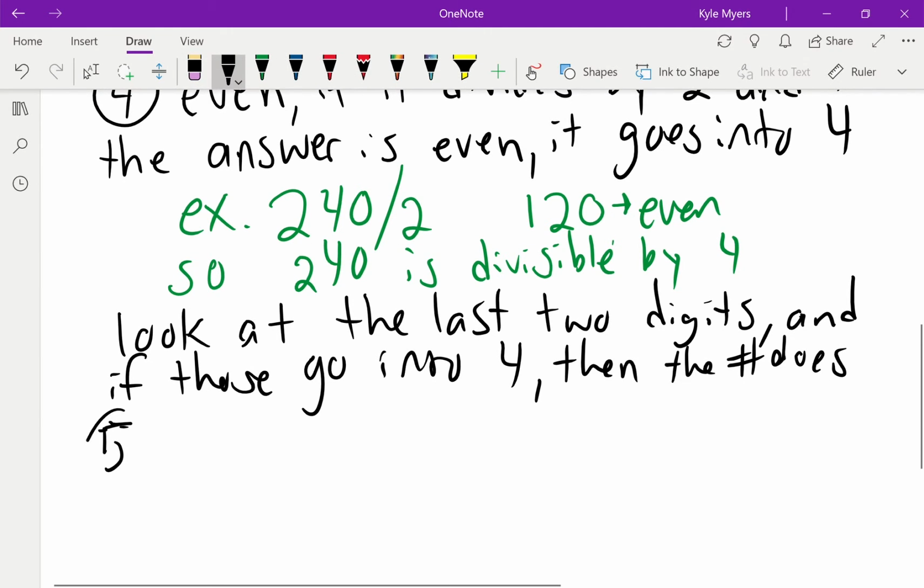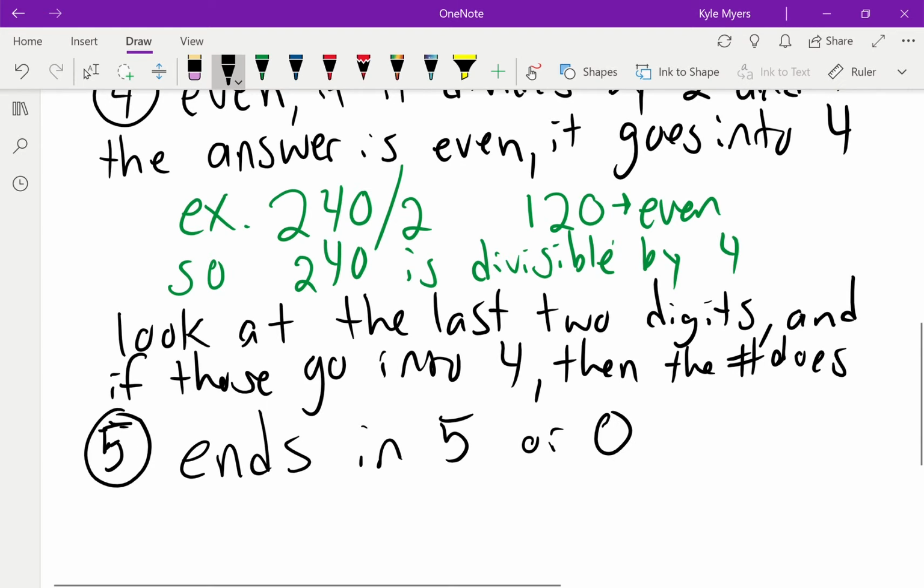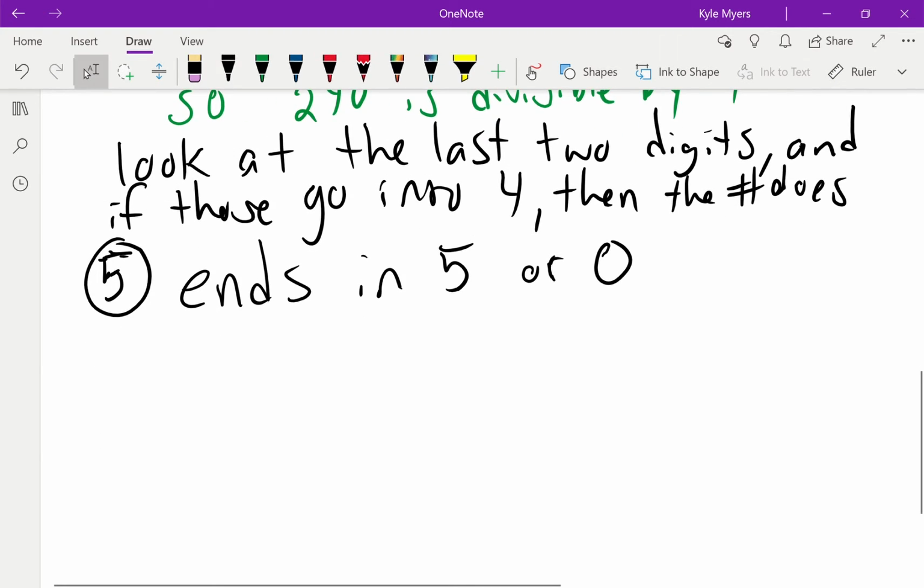Right. 5's trick, there's not really a trick, it's kind of just common knowledge. It ends in 5 or 0. I don't even need to put an example for that one. It ends in 5 or 0. That's it. And there's actually kind of a 6 trick as well.